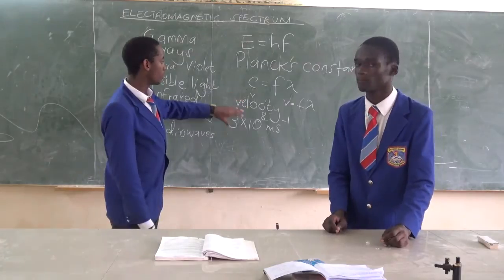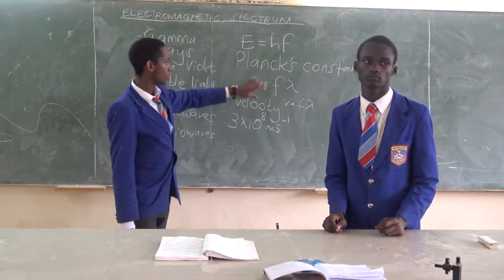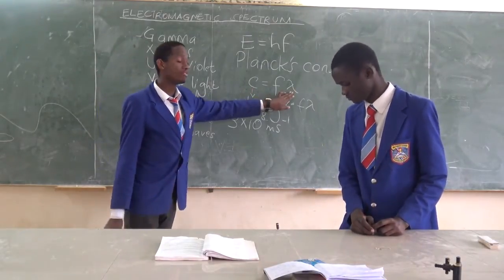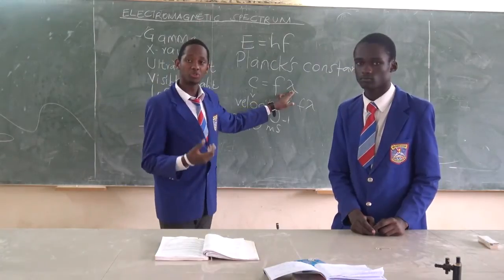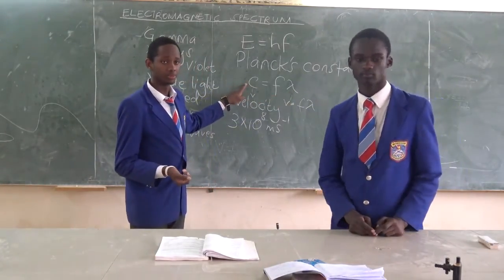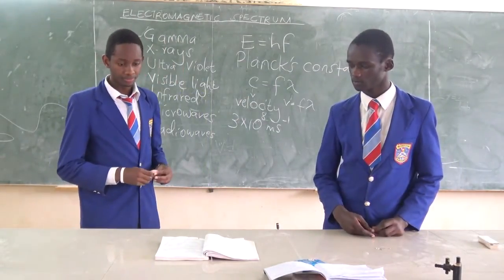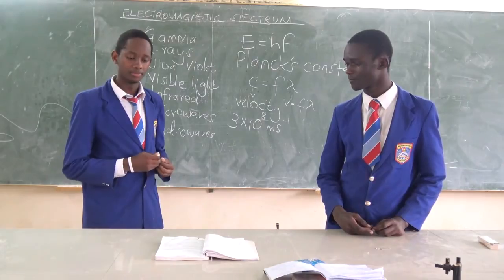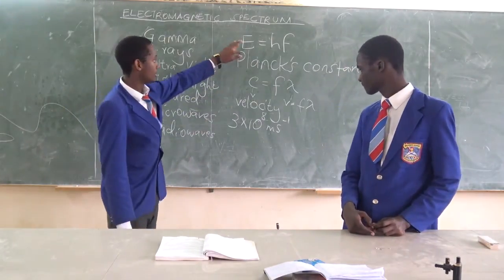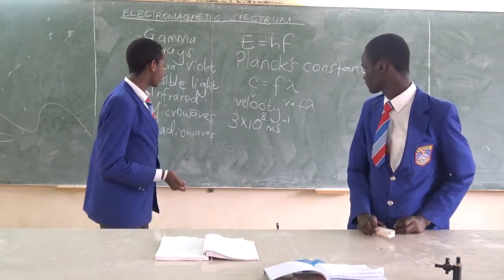So you can always find the frequency using this equation, provided that you are given the wavelength of the electromagnetic wave, because the speed of light does not change. Alright, let us now look at how we can apply these formulas that we have just learned in equations.